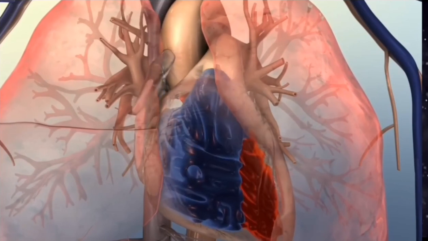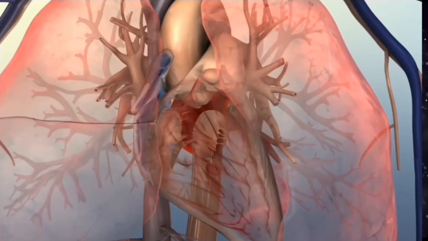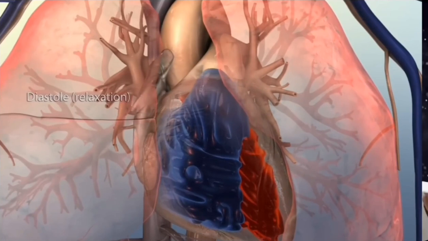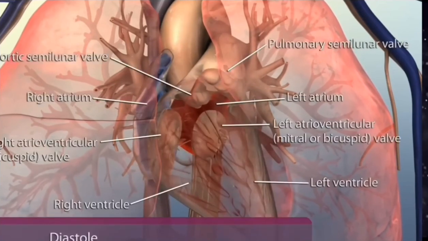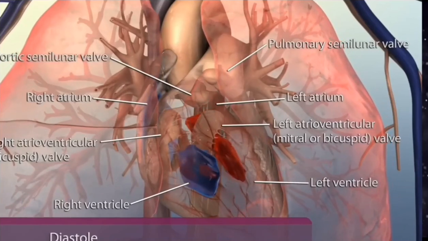Imagine the ventricle as a room with two doors. One is an entrance door and the other is an exit door. The entrance door is the mitral valve and the exit door is the aortic valve. So during the systolic phase, the ventricle contracts. The aortic valve is open and blood enters the arterial system.